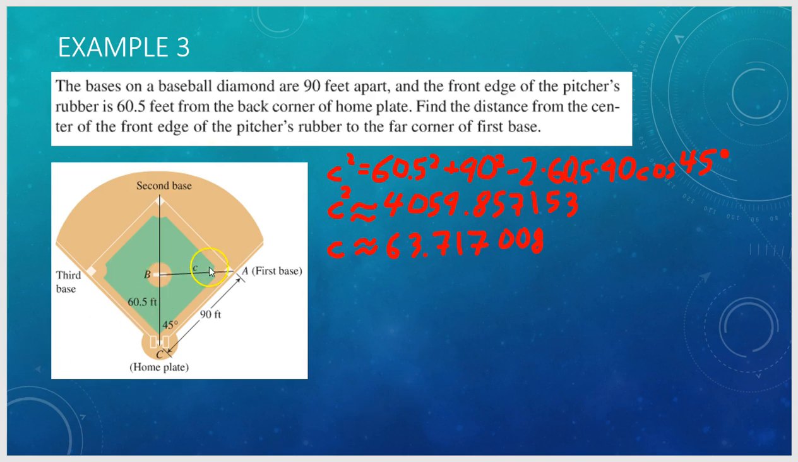So that's it on this one. They didn't ask us to solve the entire triangle. We did not need to find the other angles, even though we could have. They only wanted that one side. And that's one of the things that the law of cosines is good for. It's really good for pinpointing one particular value that you need, instead of solving for the entire triangle.